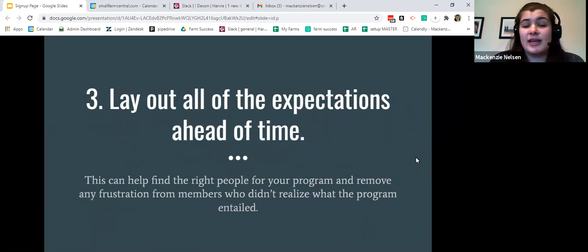The third one is laying out all the expectations ahead of time. So often, because people don't have the information to buy, they're leaving the page. So if you are including that initially, you can both inform that member so they can make the purchase, but also narrow down to the right people for your program, and remove any frustration from members who sign up not really understanding what it is later down the road.